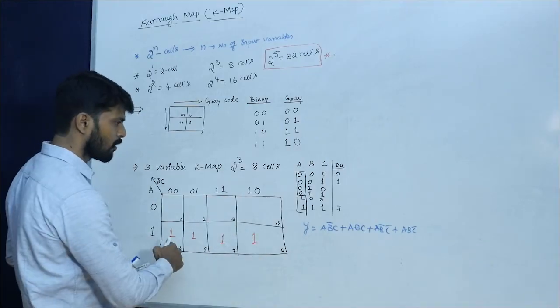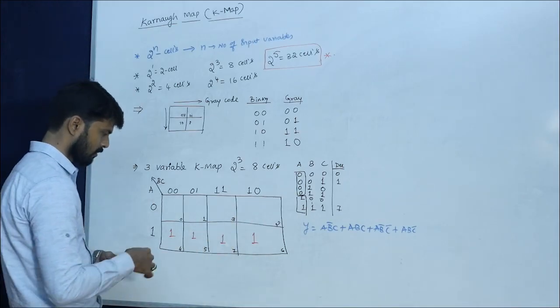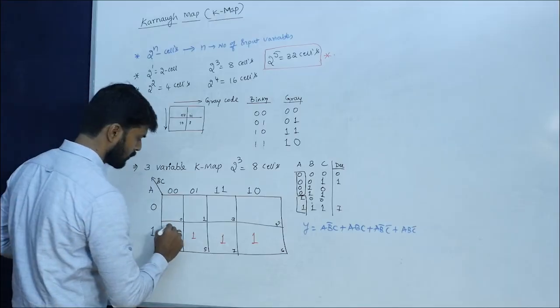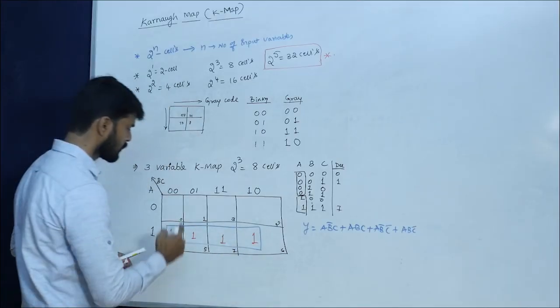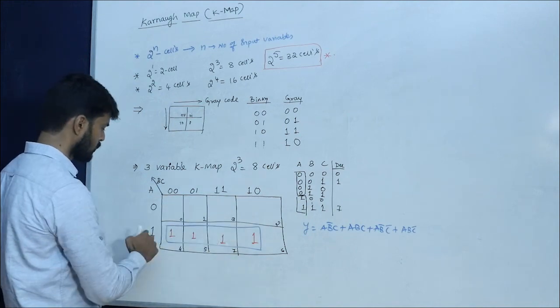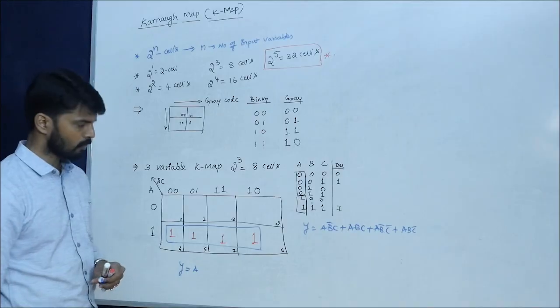Here we got all the 4 ones in one line, so I am grouping the entire thing like this. Obviously all these combinations get cancelled. The remaining is y is equal to A. This is the one combination.